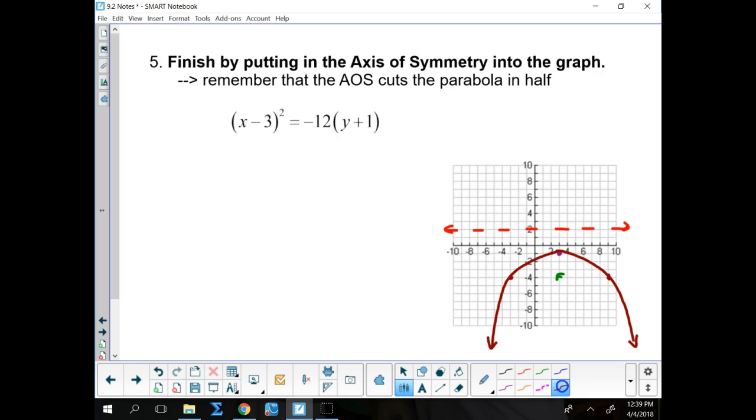Okay. Our axis of symmetry is perpendicular to the directrix through the focus and the vertex. So what line goes through the focus and the vertex? x equals 3.